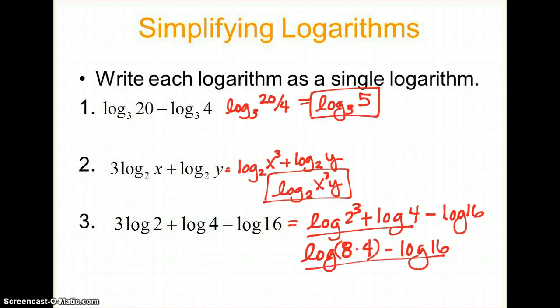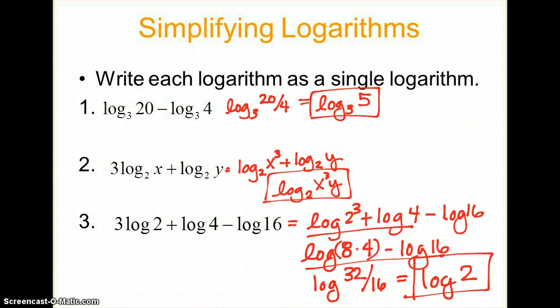Okay, so now we'll do the quotient. 8 times 4 actually makes 32 divided by 16. And I'll finish this up by simplifying. Log of 2 is my final answer. Okay, so that's combining them into a single logarithm.